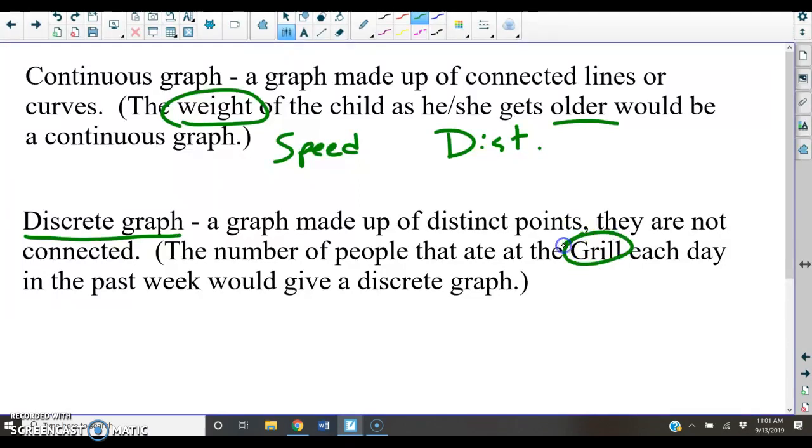I changed this. This is supposed to be the rail. I don't know why it went back. But the number of people that ate at the rail each day in the past week would give a discrete graph. And typically they go Sunday, Monday, Tuesday, but you might go Monday through Sunday and have the week start on Monday. But discrete would be a series of dots. I've also said you can't take half a person, half a bus. Well, that applies to discrete.